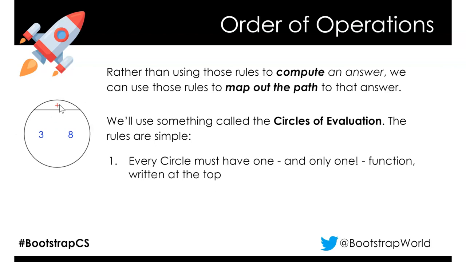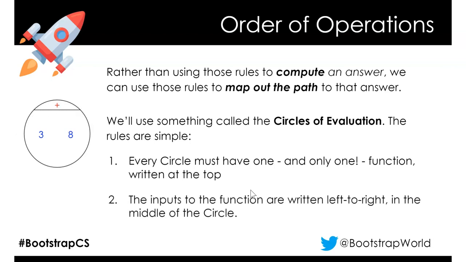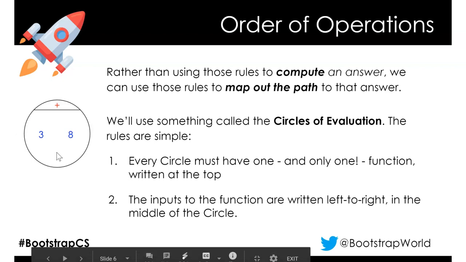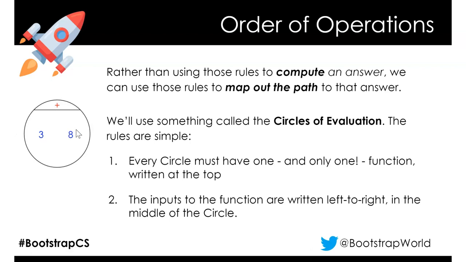So if we see this, here's the function. It's a plus. Two, the inputs to the function are left to right in the middle of the circle, 3 and 8. So we'll say plus 3, 8. That's it. Those are the only rules. We can do any arithmetic problem only by following those two rules. And we're going to practice that a lot because it's different than the PEMDAS order of operations. But once you see how clearly this maps to the WeScheme code, I'm thinking you'll really like it.